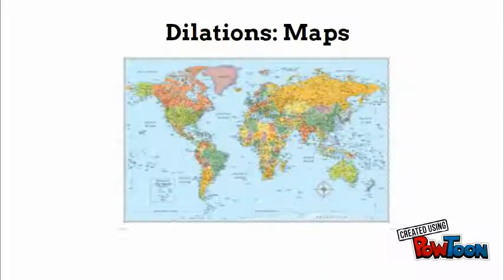Another usage of transformational geometry is in maps, which are often dilated by a certain scale factor. This is to make these maps small enough to be usable, but still provide a scaled-down representation of the distances between certain locations.